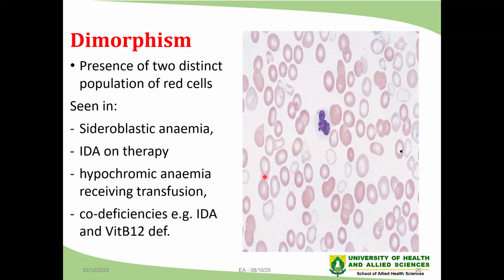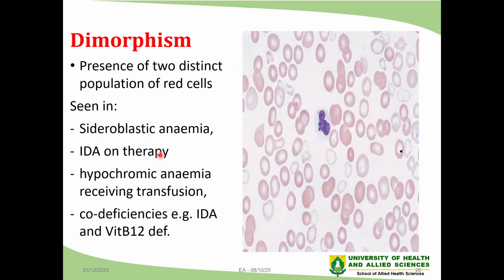Okay. So in this case, a number of conditions can present with that. One is sideroblastic anemia, another is iron deficiency anemia on therapy. When you start to treat someone who is iron deficient, first of all, the old red cells, which are hypochromic and microcytic, will still be there. And then the newer ones being formed as a result of the use of the iron to help with the production of hemoglobin will come out as being normochromic cells.